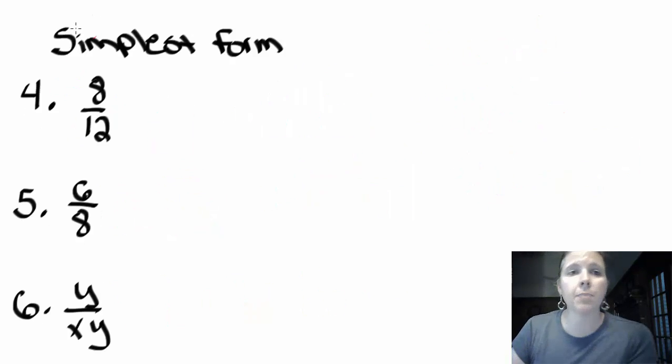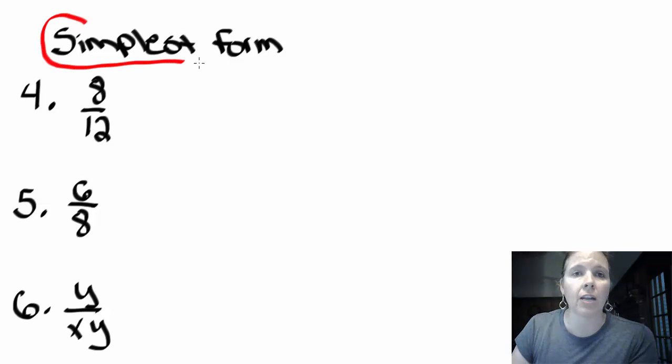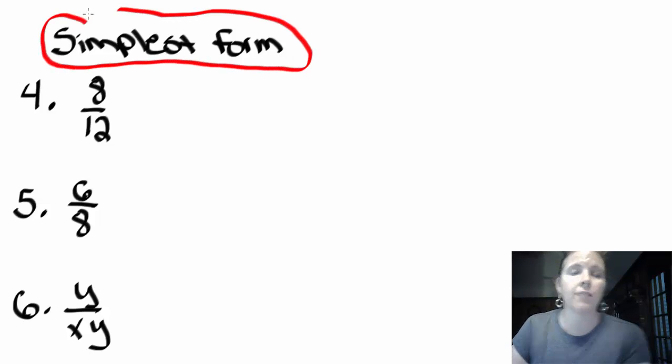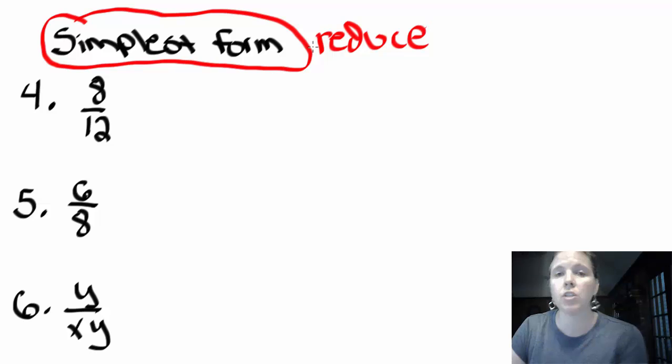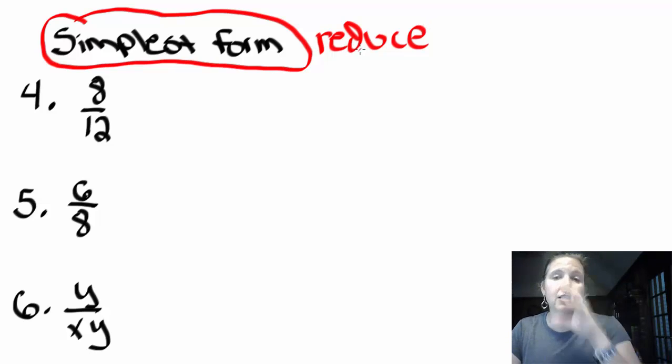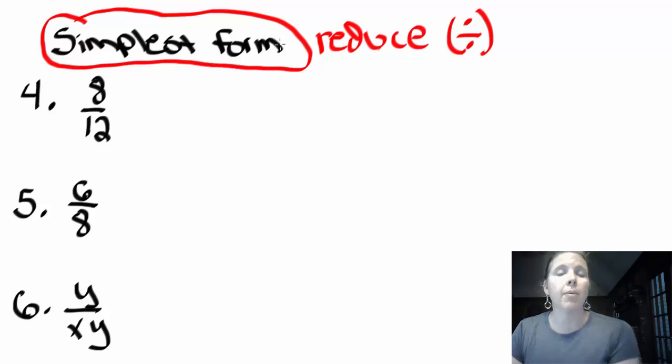Okay, so simplest form is a little different, and simplest form means you have to reduce it as much as possible. Reduce would be another way to say it. To get it in simplest form, that means divide it. These you only divide, you do not multiply. Simplest form means you divide it to the smallest it can be.